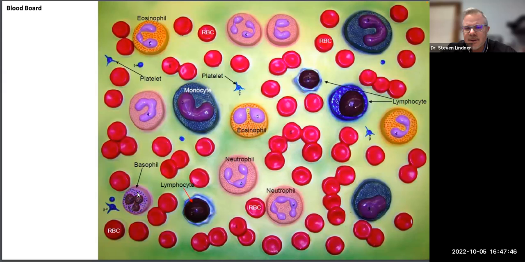The basophils typically are involved in allergic types of reactions. They degranulate, they do release some histamine, as do mast cells. Mast cells and basophils are kind of similar in function.